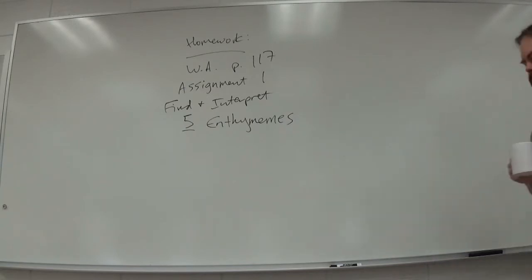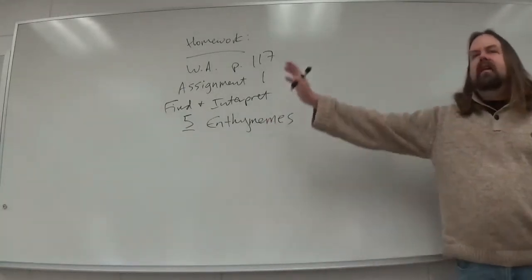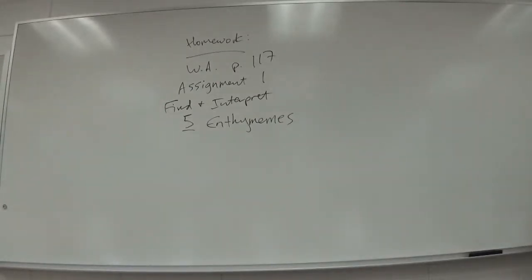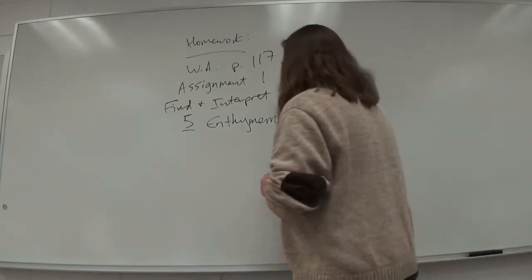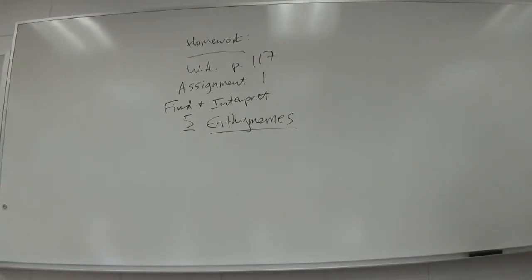All right, so the next homework assignment, I just wanted to have this up here while I still had your absolute focused attention, is on page 117 in Writing Analytically. It's assignment one. What I want you to do is try to find and explain five enthymemes. Now, do any of you know what an enthymeme is? No. Okay, I didn't think so. That's fine. We're going to spend some time on that.